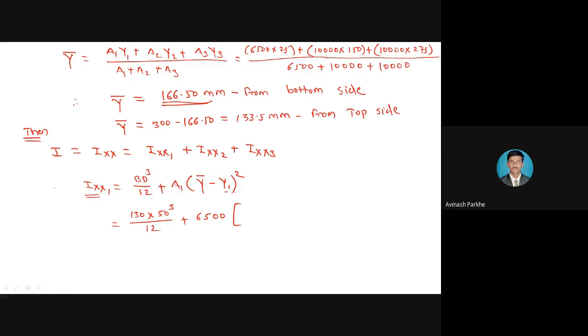From bottom side, what is the distance of y2? From bottom side, what is the distance of y3? Therefore, this y bar also we have to take from the bottom side to the neutral axis. So 166.50 minus y1, which is 25, bracket square. Calculate Ixx1. Do the calculation. 131.49 into 10 raised to 6. Yes, how much? 131.49.